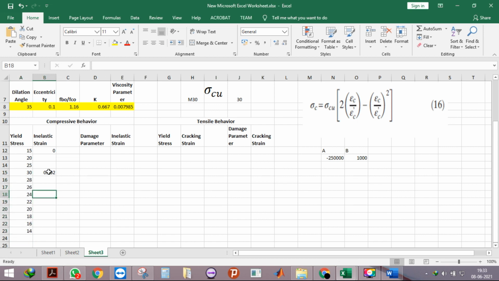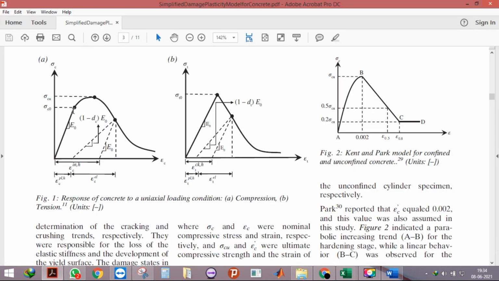So just take any point you want, any interval you want. Whatever strains are below 0.002 will be entered before 0.002, and the strains greater than 0.002 will be entered after 0.002. This is the yield point, and again the ultimate point. Why I'm telling you multiple times is just to make things clear for you.